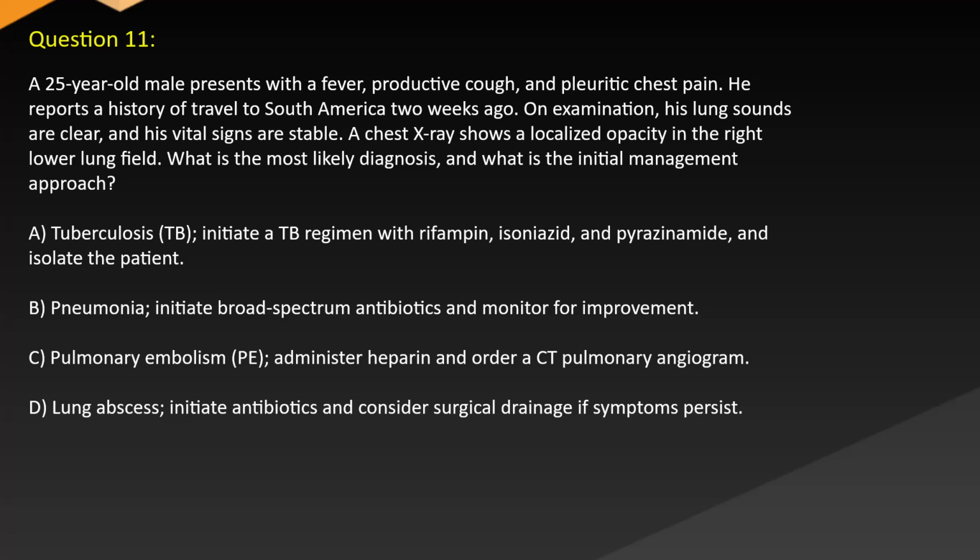A. Tuberculosis (TB). Initiate a TB regimen with rifampin, isoniazid, and pyrazinamide and isolate the patient. B. Pneumonia. Initiate broad-spectrum antibiotics and monitor for improvement. C. Pulmonary embolism. Administer heparin and order a pulmonary angiogram. D. Lung abscess. Initiate antibiotics and consider surgical drainage if symptoms persist.